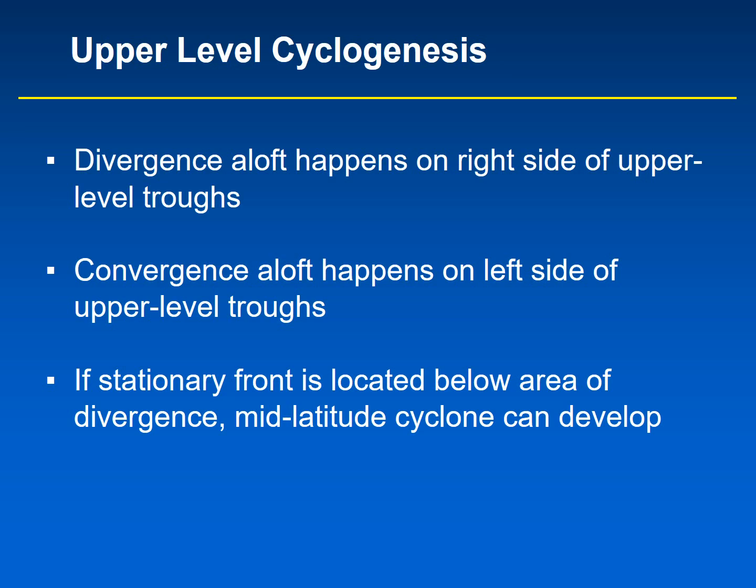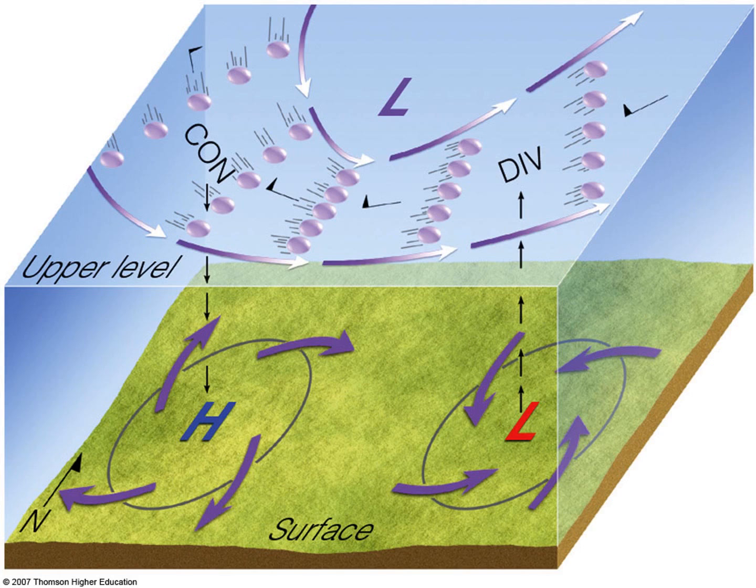So where does divergence aloft happen? To the right side or east of the upper level troughs. Convergence aloft happens on the left side or the western part of the upper level troughs. And sometimes mid-latitude cyclones can develop when a stationary front is located below an area of divergence aloft. There's a figure from the book showing the necessary three-dimensional picture for lows to intensify and highs to intensify in the northern hemisphere. That is, surface lows and surface highs to intensify.